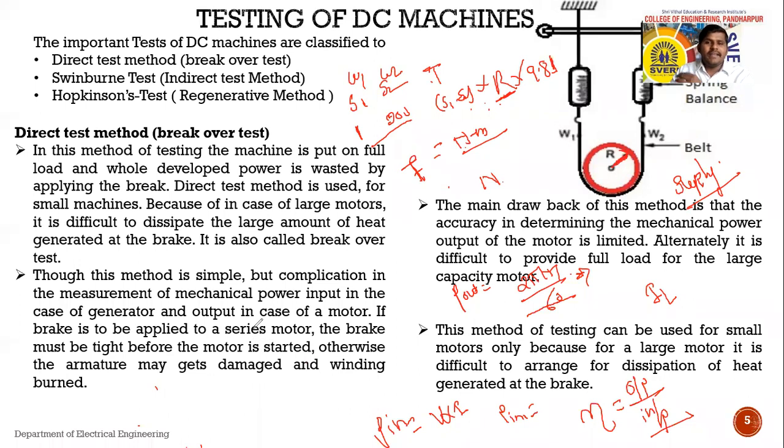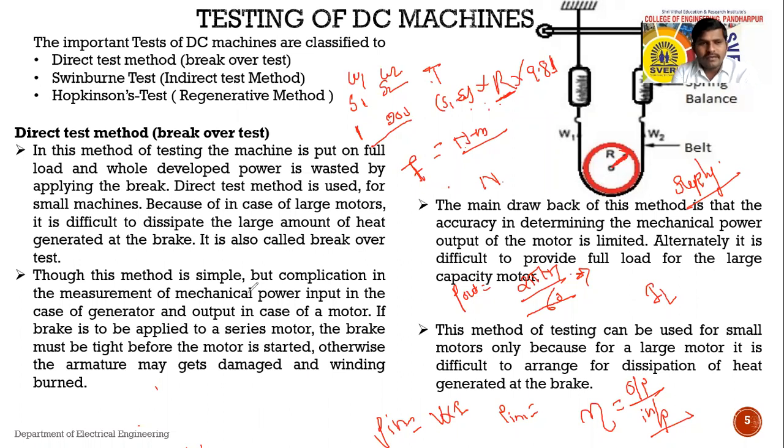That means we are directly putting load on that machine. If it is a DC motor, then we apply some force on the output of the motor. In case of a generator, the output is in the form of electrical power, so on that output of the generator we put load in the form of electrical load, whether it may be resistive load, or we may put a resistive bank load.